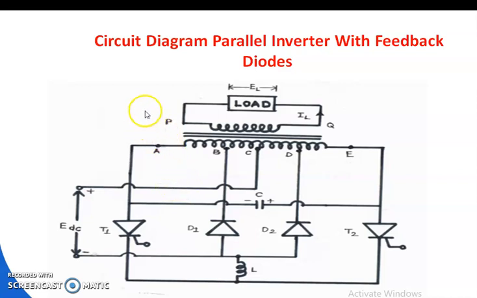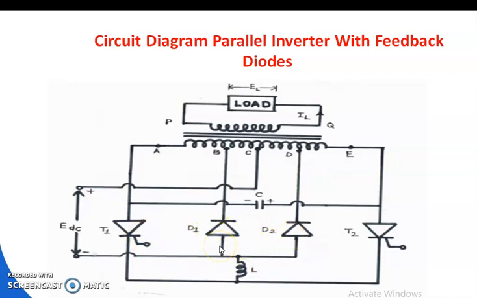Today we will discuss the parallel inverter with feedback diodes. This is the circuit diagram of a single phase parallel inverter with feedback diodes. This circuit comprises one pair of thyristors T1, T2 and one pair of diodes D1, D2.